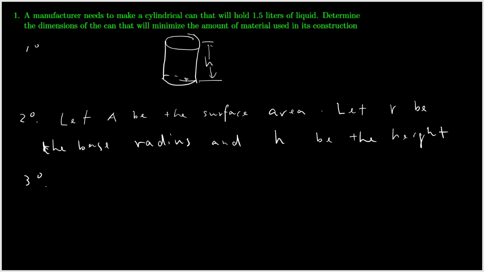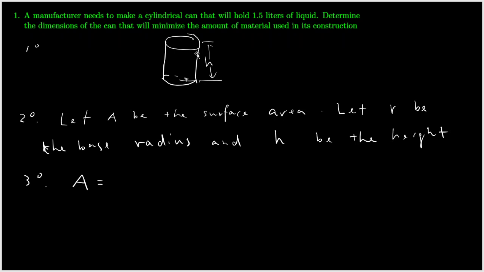Now step 3. In step 3, we get as many relations as possible. Okay. Anybody want to tell me the formula for computing the surface area of a cylinder? We use A to denote surface area, right? Or if you do not remember, it doesn't matter. So there's a top, so there's a bottom, right?